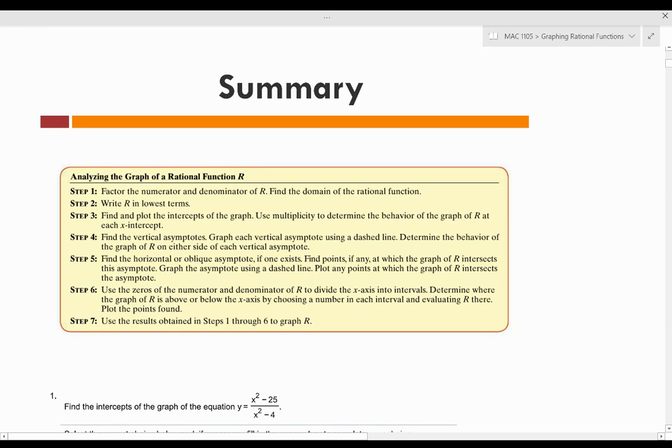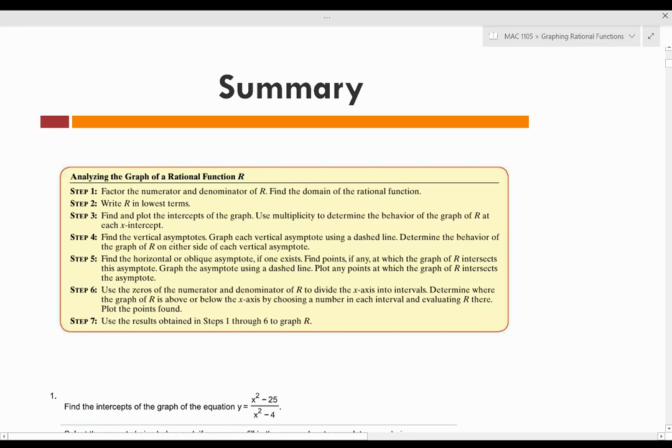In step 6, we're going to use the zeros of the numerator and the denominator of r to divide the x-axis into intervals. We're going to determine where the graph of r is above or below the x-axis by choosing a number in each interval and evaluating r there. And then we're going to plot the points found. And then step 7, we're going to use the results obtained in steps 1 through 6 to graph r.